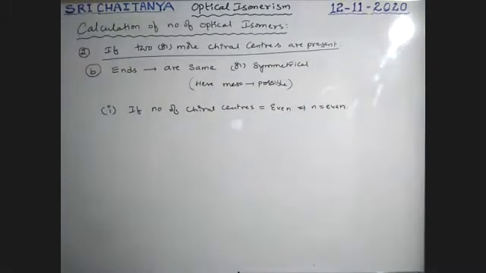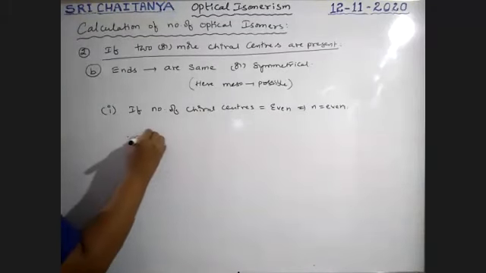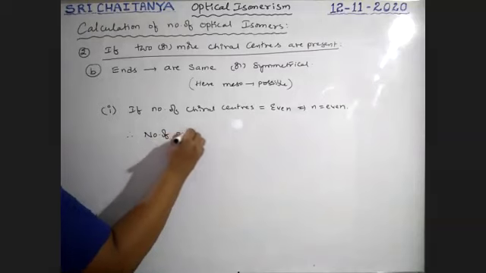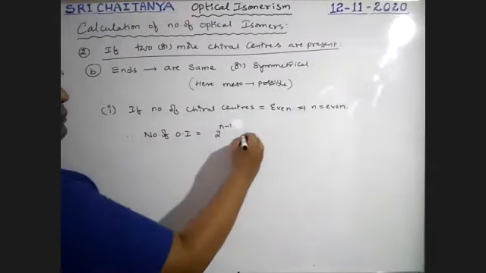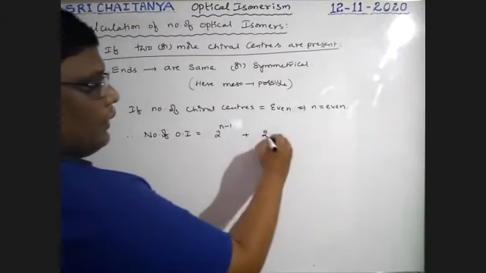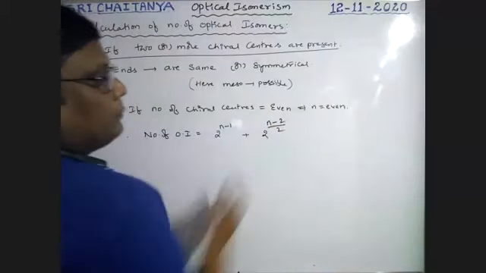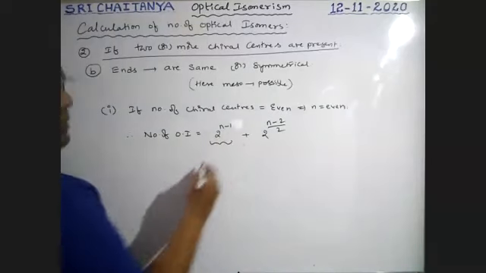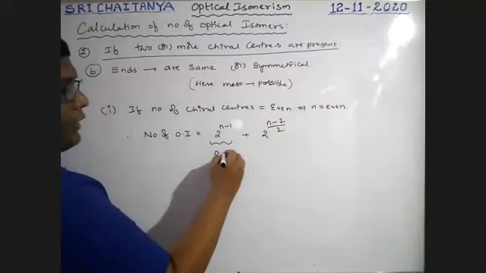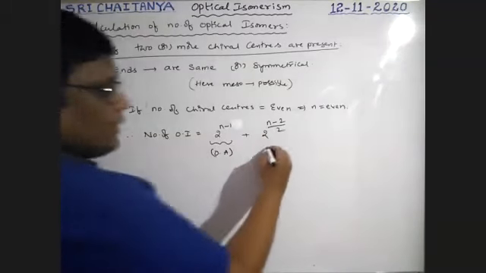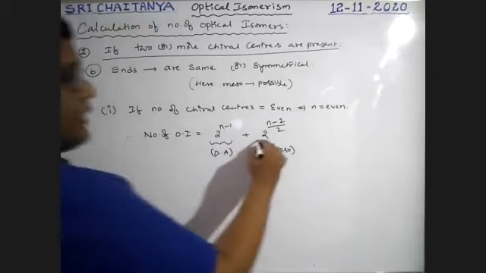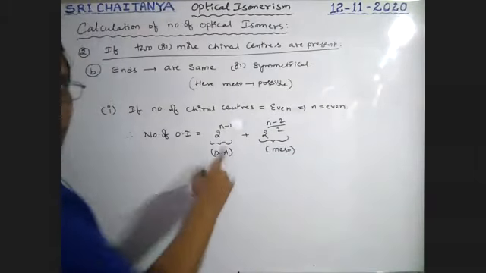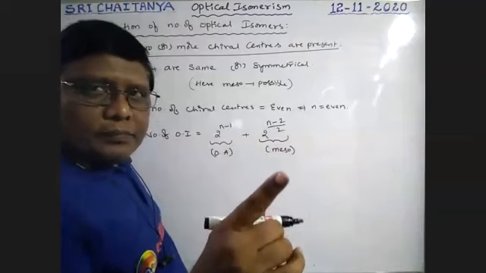Number of chiral centers are even, that is n is even. Therefore, number of optical isomers is equal to 2 power n minus 1 plus 2 power n minus 2 by 2. The first value gives optically active compounds. The second gives meso compounds. So this is the number of meso compounds. A meso compound is optically inactive, boys.